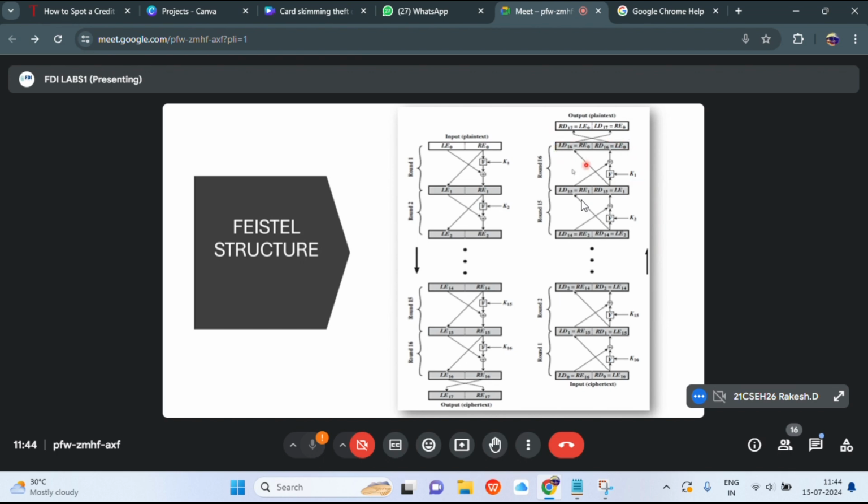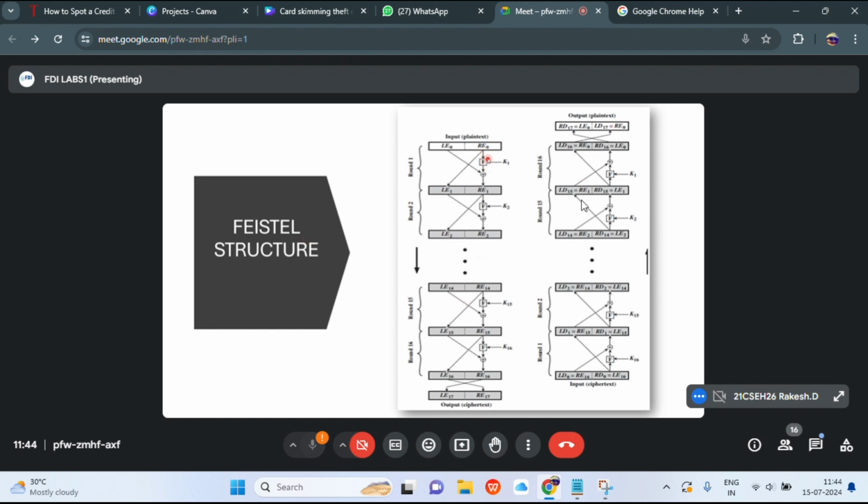Here also we have got the pre-output. After this pre-output, we have to do one more function, that is what? Swap. So after the swap function, this right side will go to the left side and this left side will go to the right side. So this is what the Feistel structure is.